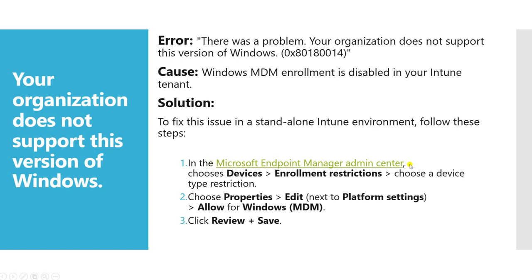You can log into the MEM, then go to device enrollment restrictions, choose device type restrictions and properties, edit the platform settings, allow Windows MDM, and then click review and save. If you want to see it, I can show you, but I wrote it in a very simple way. If you follow these steps, you can easily do that.